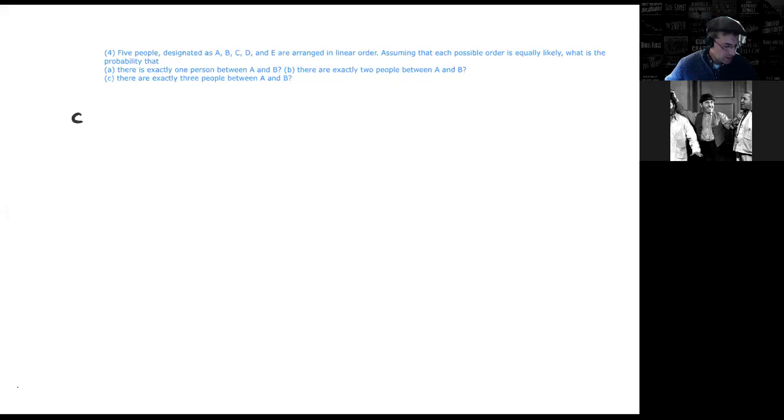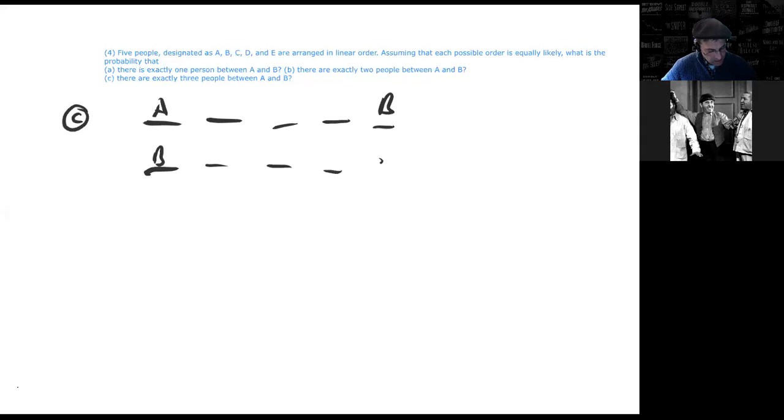So part C, there are exactly 3 people between A and B. Okay, so 1, 2, 3, 4, 5 slots. If A is here, then B has to be here. Or the other possibility is B is here and A is here. Those are the only 2 possibilities. And what do you get?